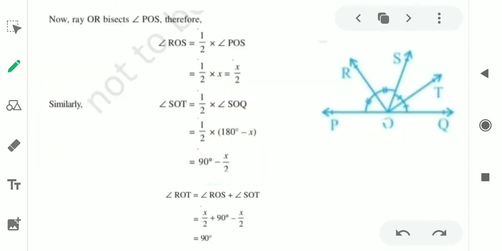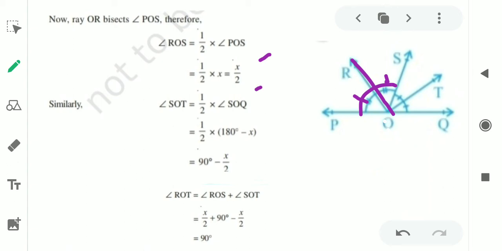Now OR is the bisector of angle POS. So angle ROS equals half of angle POS because these two angles are equal. Angle POS is given to you as X. So half of X, we will get X by 2.